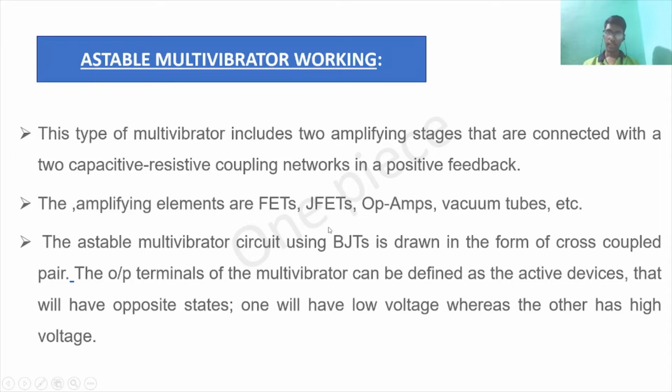If we look again, this type of multivibrator includes two amplifying devices that are connected with two capacitive-resistive coupling networks in a positive feedback. The amplifying elements are FETs, JFETs, op-amps, vacuum tubes, etc. The astable multivibrator circuit using BJTs is drawn in the form of a cross-coupled pair. The output terminals of the multivibrator are the active devices that will have opposite states. One will have low voltage, whereas the other will have high voltage.